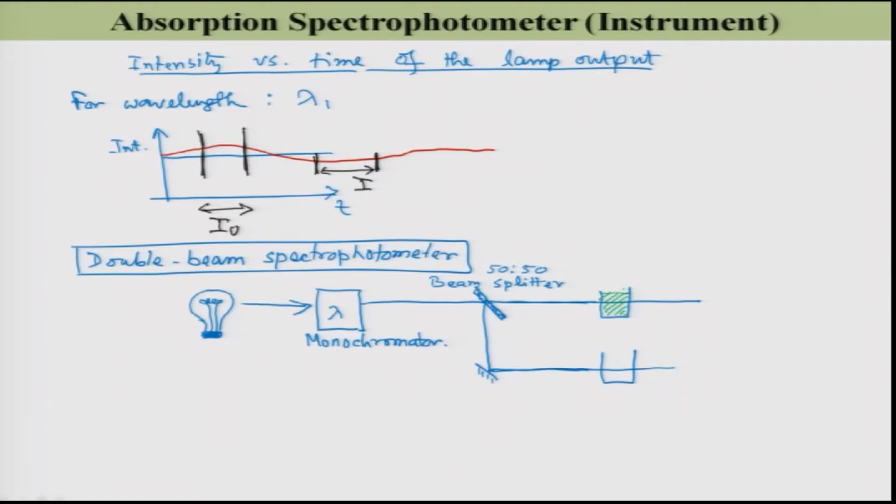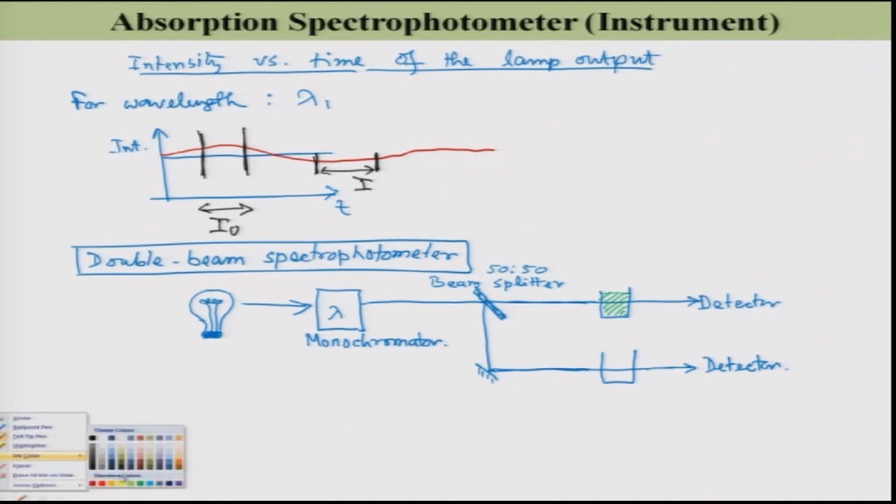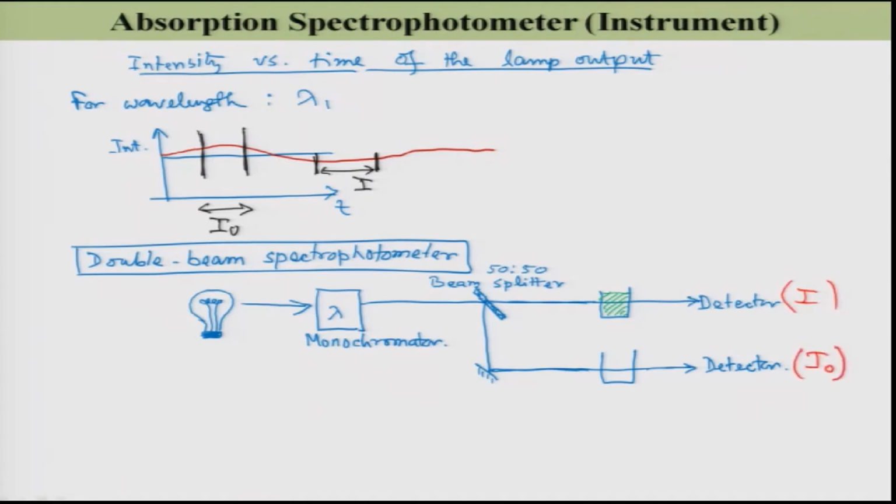So, if I now use a detector over here, this is one detector, this is another detector, then in this detector I am going to measure I, and at this detector I am going to measure I0, that is it. And now I can take log I0 by I, I will get the A. But here also there is some problem.